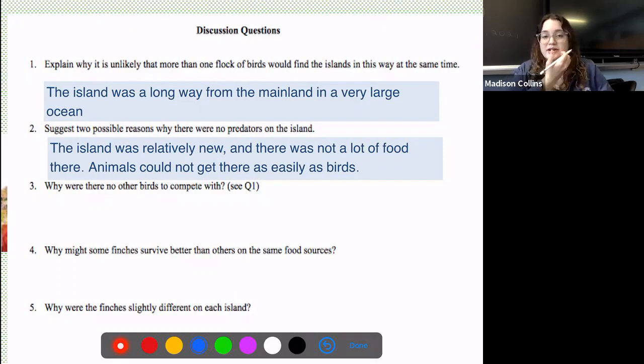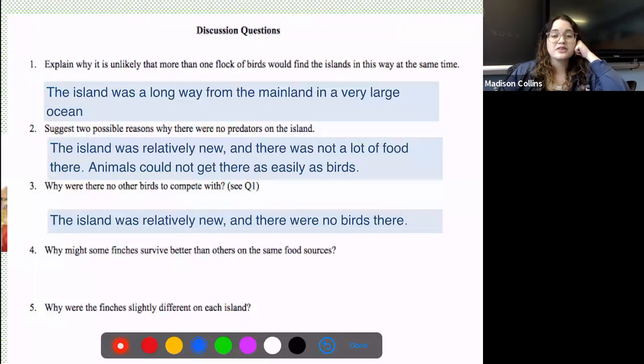So it's possible that those predators just hadn't made their way yet because it was really just hard to get there. That island was geographically isolated. Now, why were there no other birds to compete with? Well, similarly, it could just be that the island was relatively new and no other birds had made their way there yet.